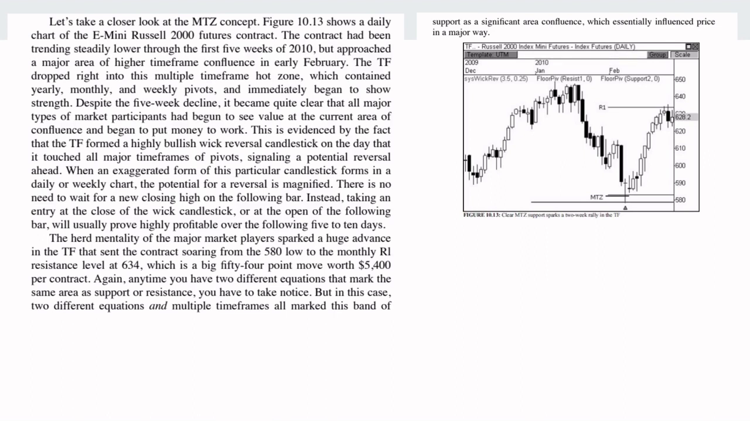Whenever it happens, he is very confident in the trade, and that is what he used to follow. Within 5 to 10 days, the move went towards R1, and he booked a big profit. This is how you need to understand when different equations and multiple time frames mark this band of support as a significant area of confluence. Don't forget the word confluence, because confluence plays a major role in the Secret of Pivotboss book reading, specifically chapter 10, hot zones. Clear? Now let us move to the next example in this book.